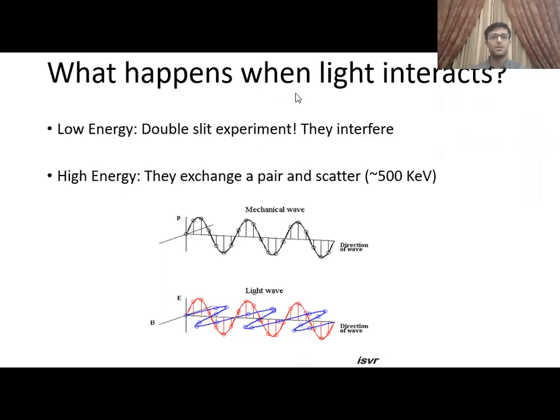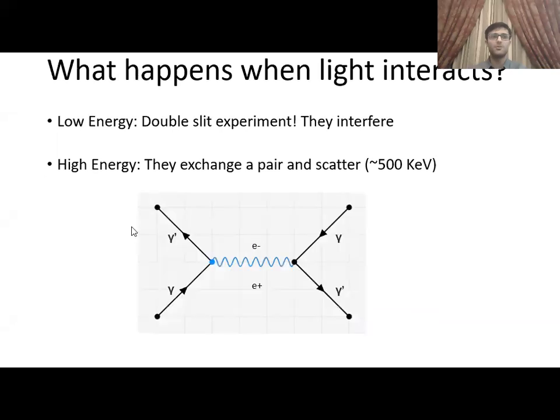So before we move on to gravitons, let's start off from what we know. We ask the question, what happens when light interacts? We know from the double slit experiment that light behaves as a wave, but if you zoom into that wave, it's composed of photons. And so over here, we ask the question, what happens when photons interact?